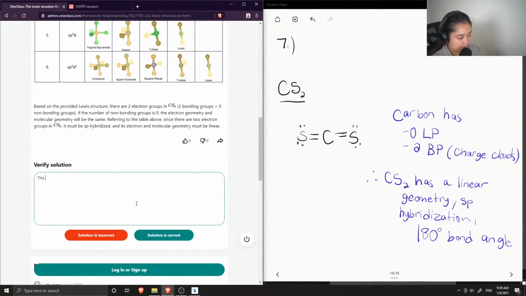Yep. So this solution is correct. It was very well explained and in depth.